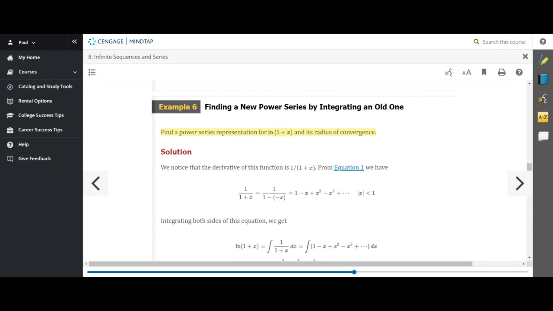Here, we want to talk about integrating a power series. This is example 6 from your section 8.6 ebook. Find a power series representation for the natural log of 1 plus x.